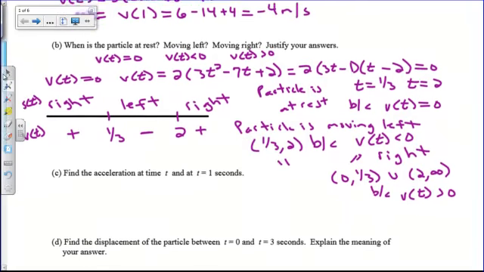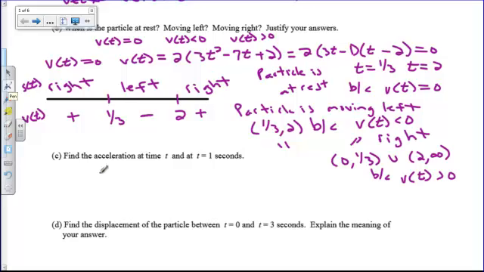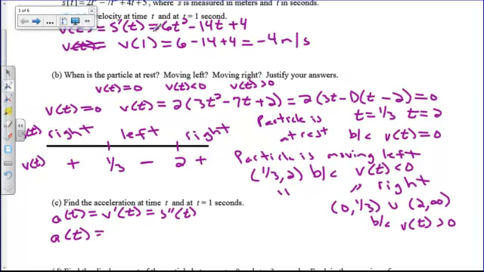Okay, so let's answer the next one. Find the acceleration at time t and t equals 1. Now your acceleration expression is going to be the derivative of your velocity, which happens to be the second derivative of your position. So my acceleration expression is going to equal, where's my unfactored form for velocity? Up here. So there's my velocity. I need to take the derivative of 6t squared minus 14t plus 4. So that's going to equal 12t minus 14.